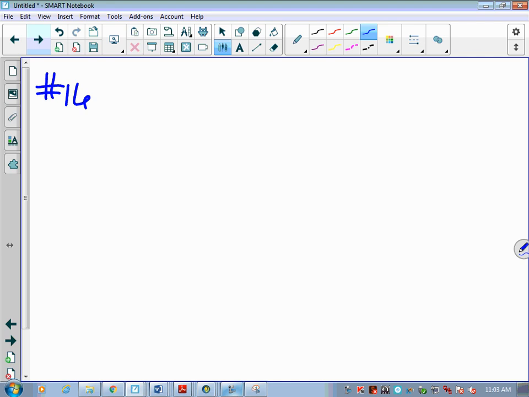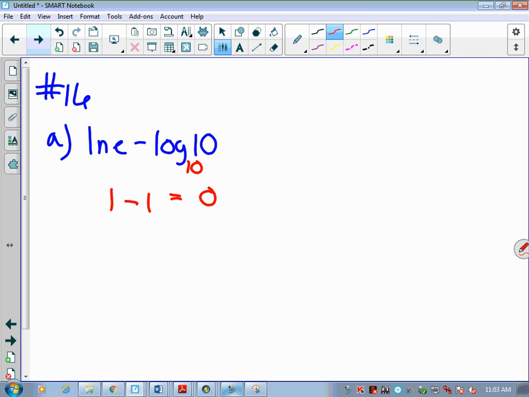All right, simplify. Let's see, we got A, B, and C, so let's start off with A. We have ln e minus log 10. Okay? Well, hopefully we know that the base there is 10, right? Which means, and we should know this, we should know that ln e is equal to what? 1. And log base 10 of 10 is equal to what? 1. So we got 1 minus 1, so our answer here is 0. Okay?